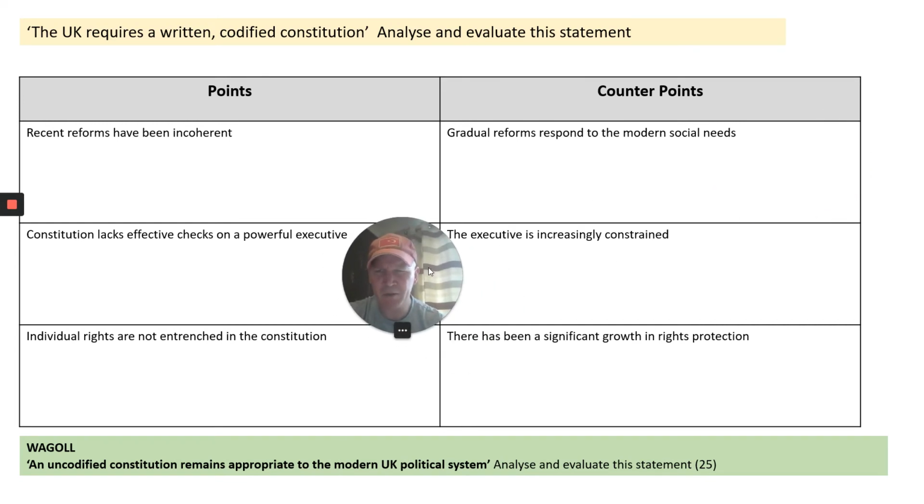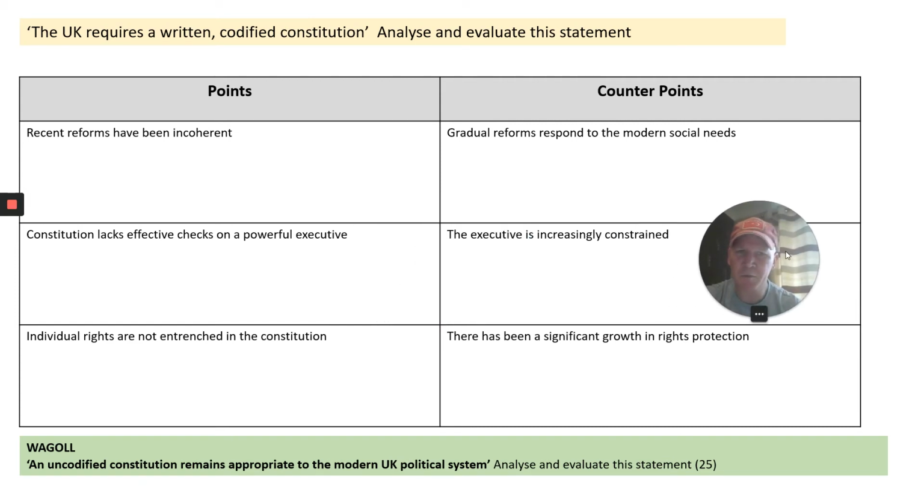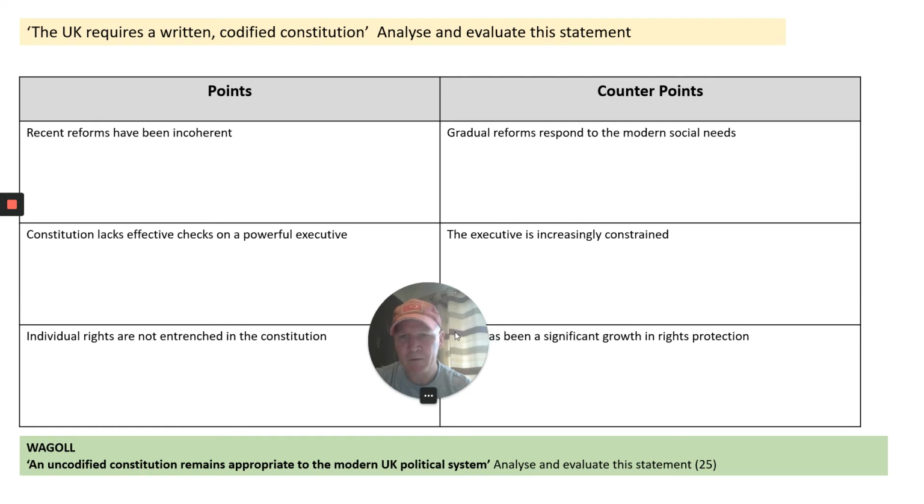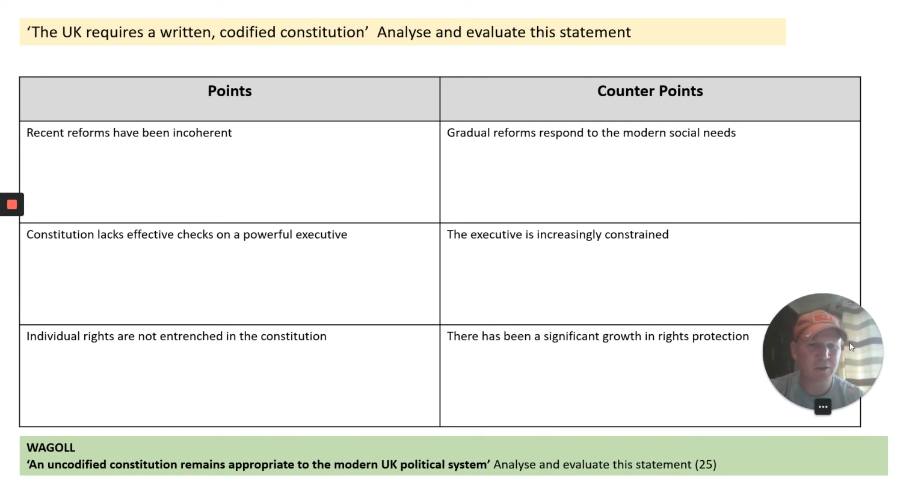Another point would be the Constitution lacks effective checks on the government, although the argument would be those checks are increasingly there through the media, through the Supreme Court, through a more aggressive Parliament. Or individual rights aren't enshrined, but as we know, you could certainly argue that there's been a significant growth in rights protection. So you can see where the arguments are.